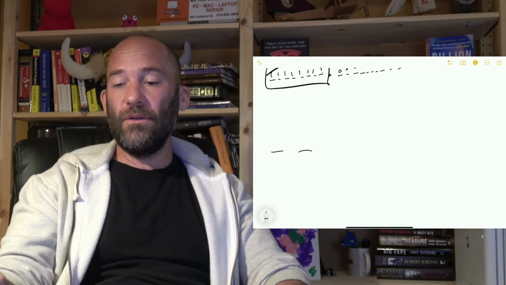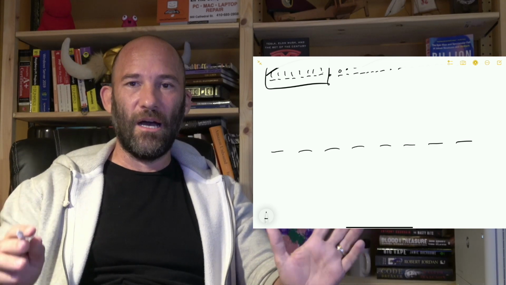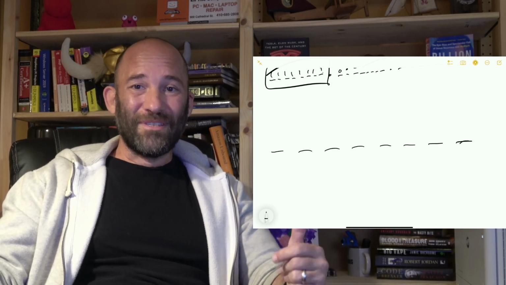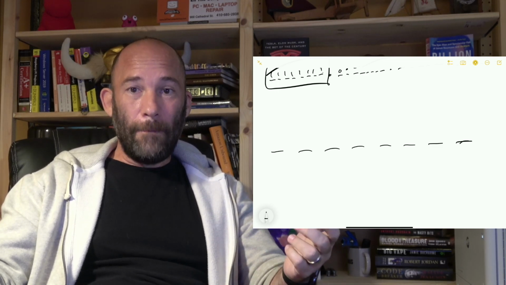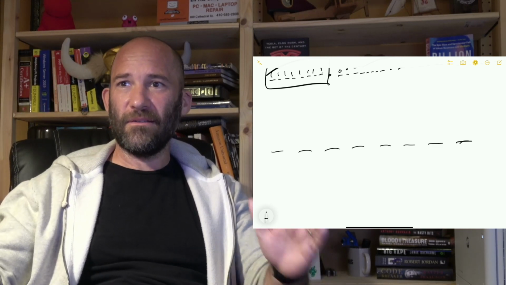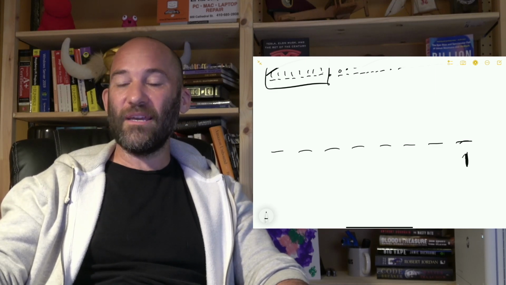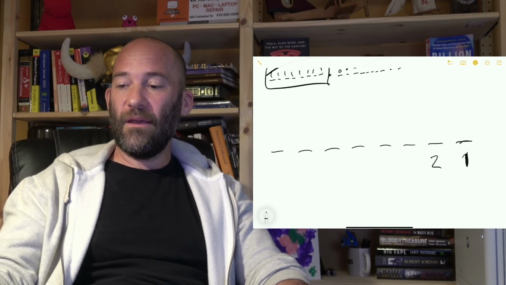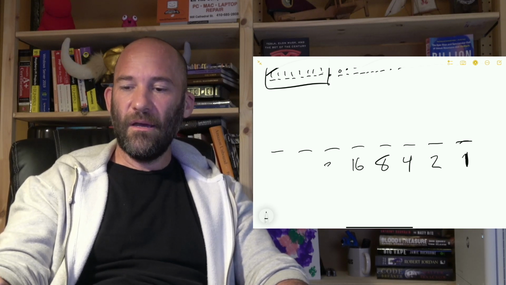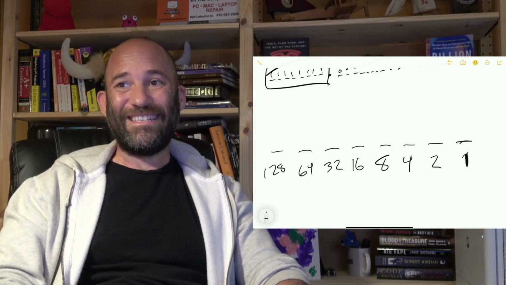So we have 1, 2, 3, 4, 5, 6, 7, 8, right? So this is an octet. Again, each one of these dashes represents either a 0 or a 1, and then they have a number identifier. Over here, this starts with the identifier of 1, then it goes to 2, then 4, then 8, then 16, then 32, then 64, and then 128, right?